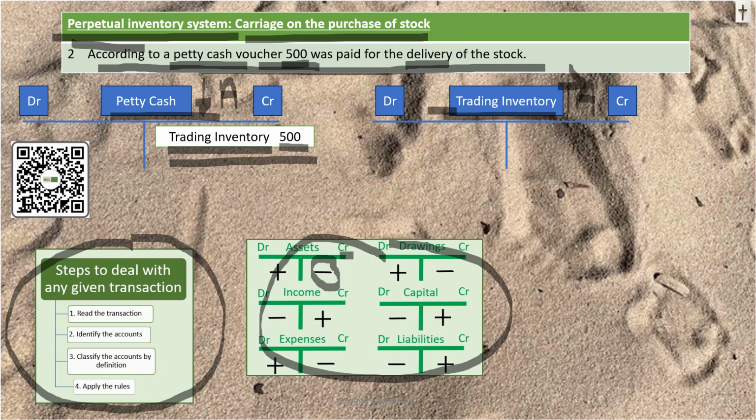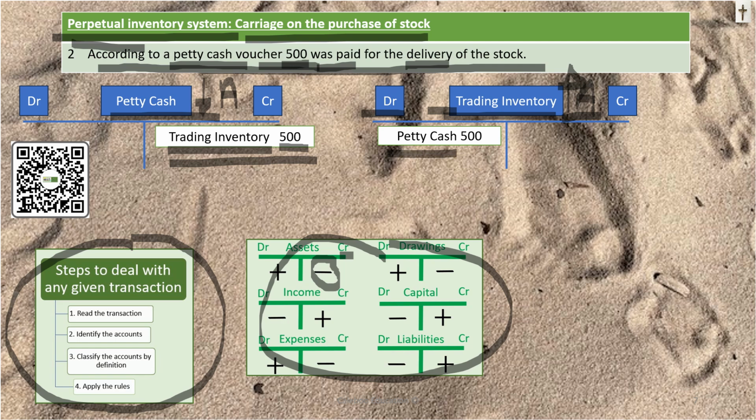The value of our stock has increased by the amount of the delivery cost. The cost price of the stock has increased. So we're increasing the value of our stock. Increase in assets, trading inventory gets debited. And the contra account is petty cash.